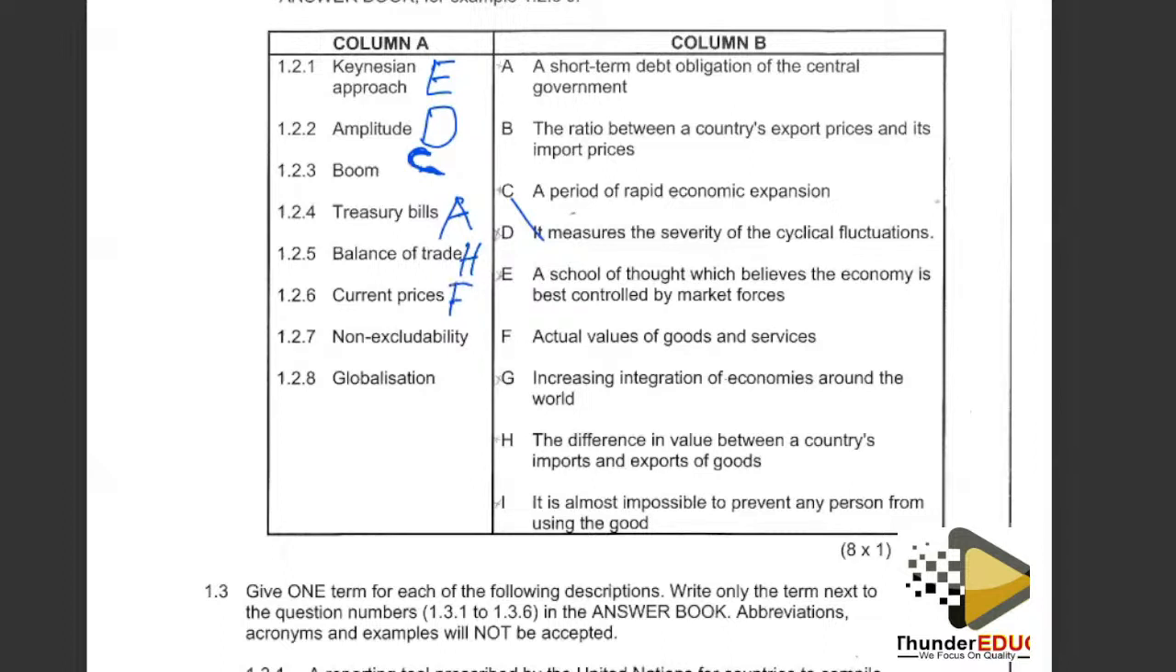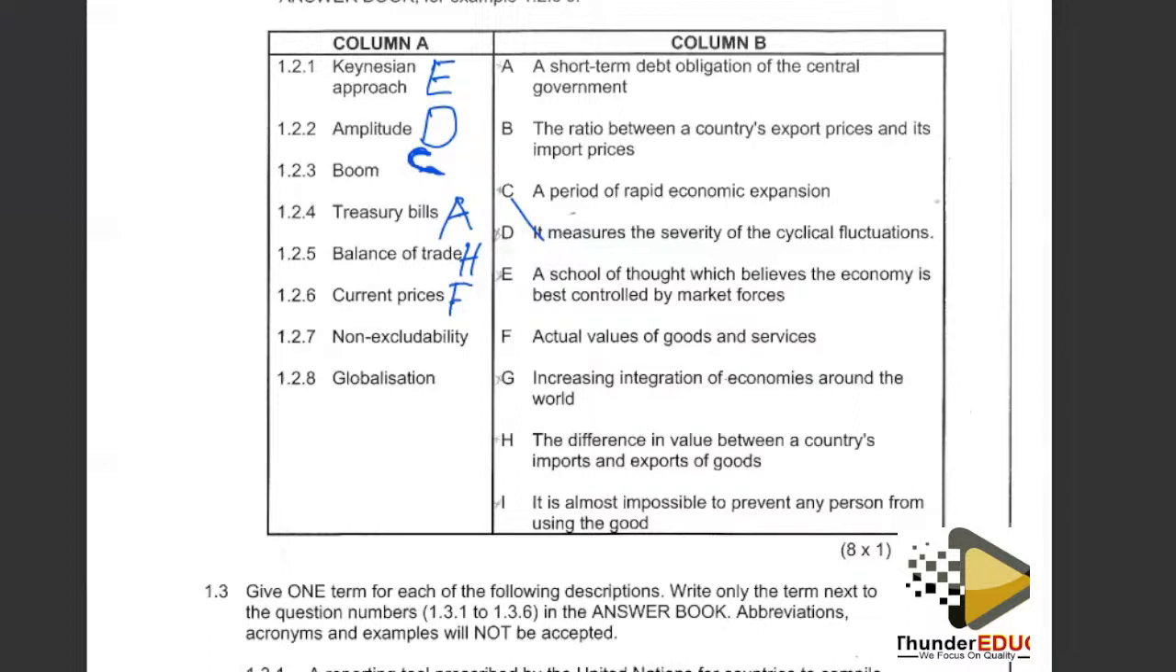Okay, right. So now let's move on to 1.2.7. 1.2.7 says non-excludability. This concept calls for what you call a public good. Remember, we said that a public good is a free good that can be used by anyone, and can be consumed by anyone. You can't exclude someone from using it.